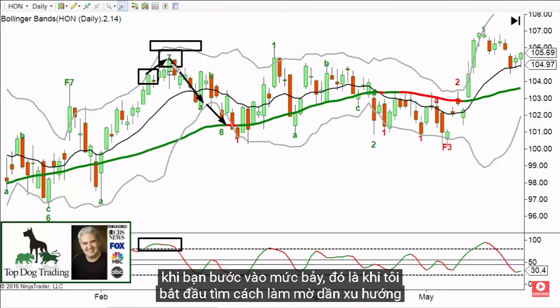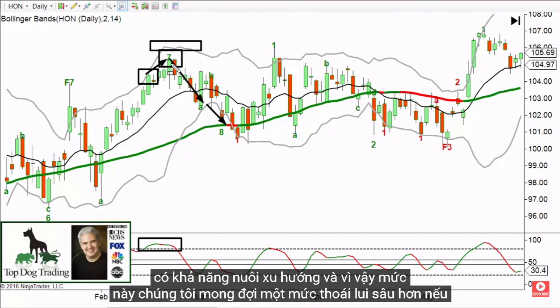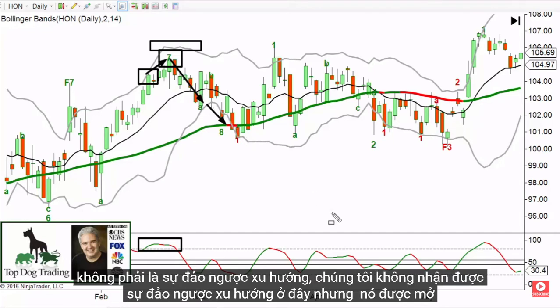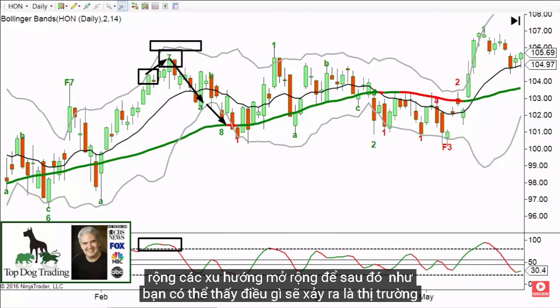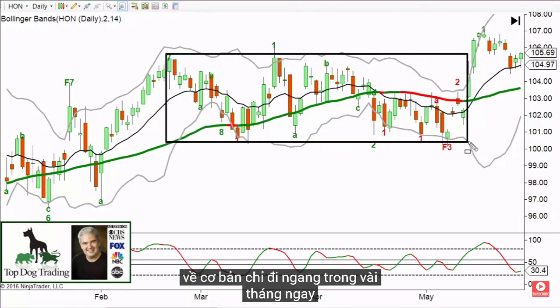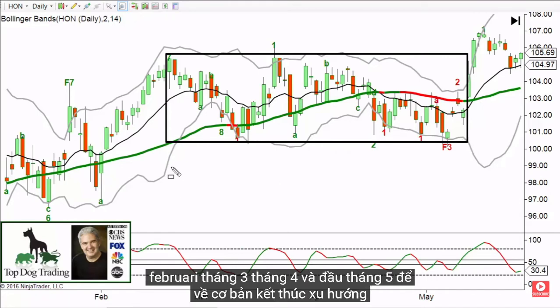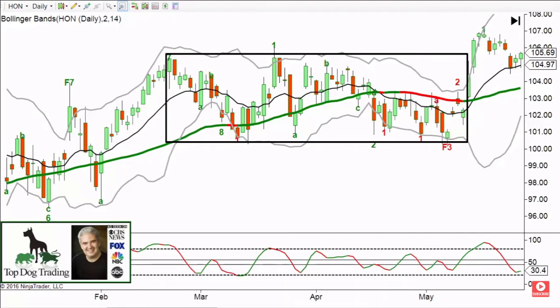5 would be average. Once you get into 7, that's when I start to look to fade the trend, potentially. And so this one we would expect a deeper retrace, if not a trend reversal. We don't get a trend reversal here, but it is an expanded or extended trend. So then after that, what happens is the market basically just goes sideways for a few months, right? February, March, April, and into early May. So that essentially ends that trend.